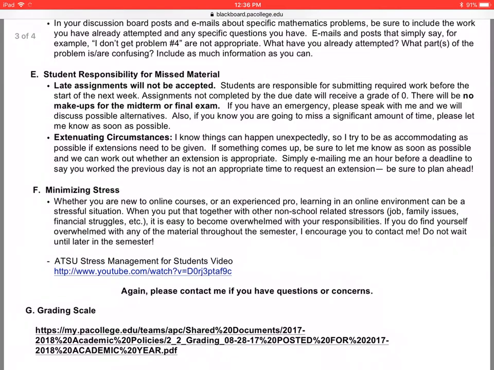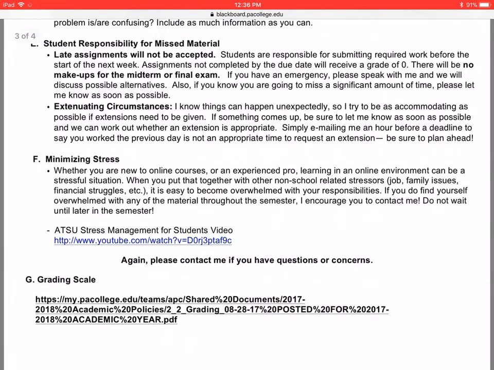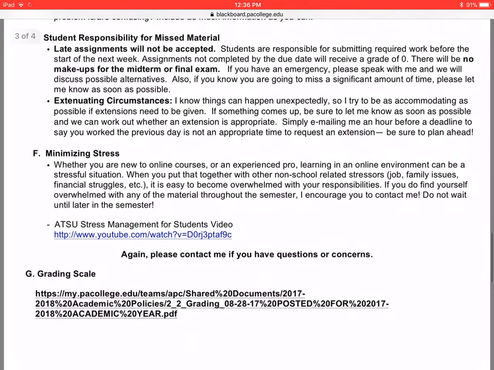Late assignments will not be accepted. There will be no makeups for the midterm or the final exam unless you have extenuating circumstances.